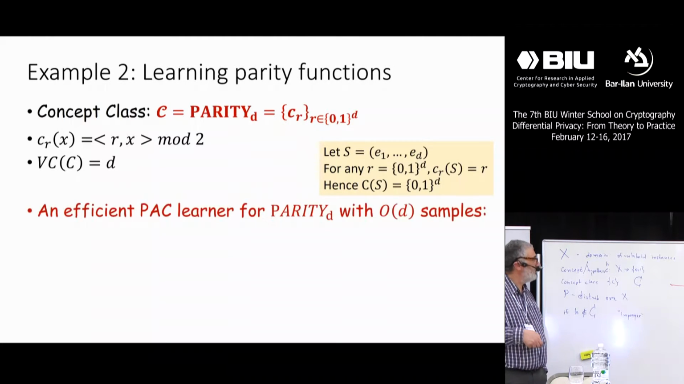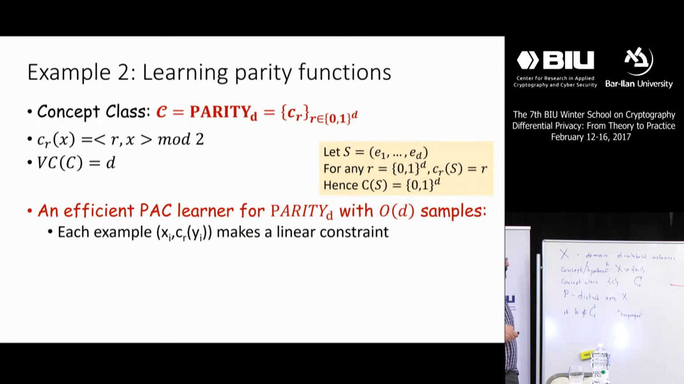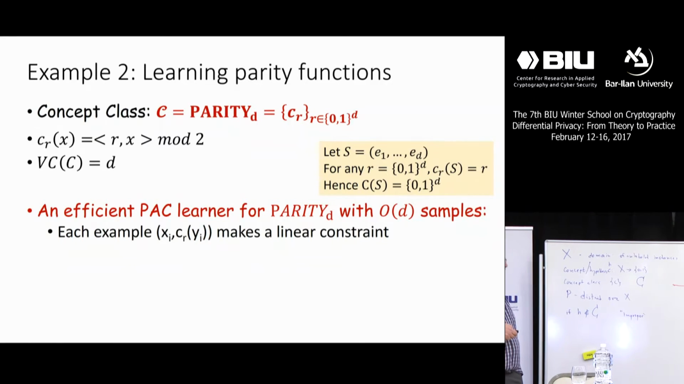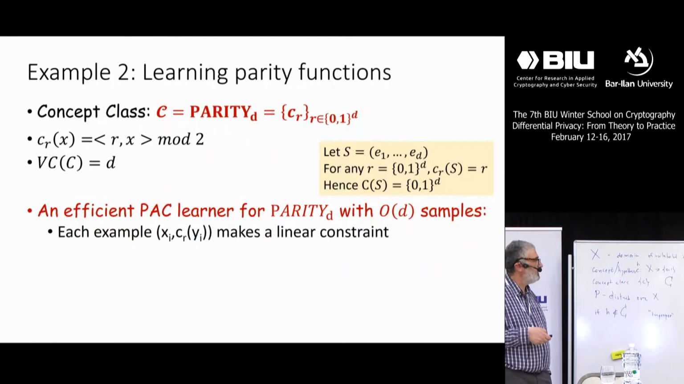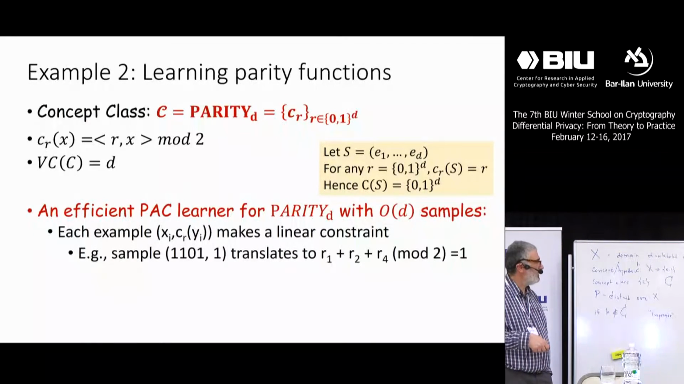So this suggests that we have a PAC learner for parity with only order of these samples. And actually, this learner can be efficient because all we need to do is to solve a system of linear constraints to find a consistent solution. So each example is a linear constraint over the field GF2. For example, here, this means that R1 plus R2 plus R4 should be 1 modulo 2, okay?